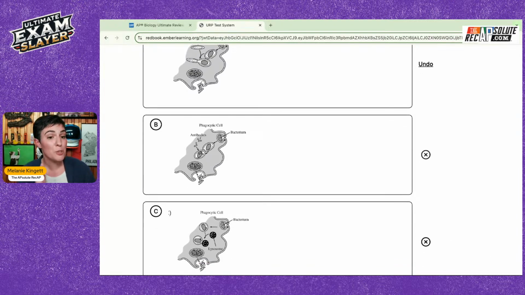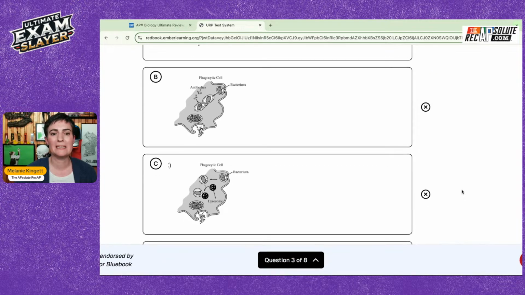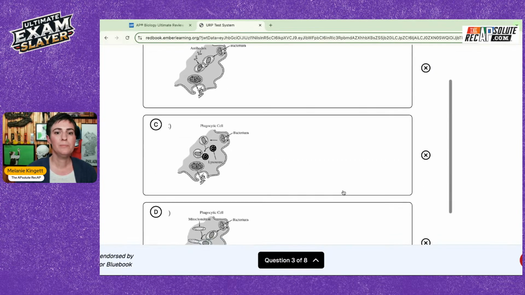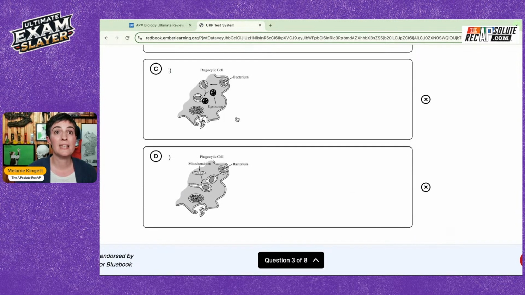All right, B looks promising. I've heard of an antibody before. I haven't studied it. I don't know where they came from in this picture, but it looks like they're trying to attack this in some way. I don't know if that's non-specific, but I'm going to leave it for now. Then I look at option C. I see a lysosome. I like that choice. And mitochondria coming back for D. I don't really like that one either.